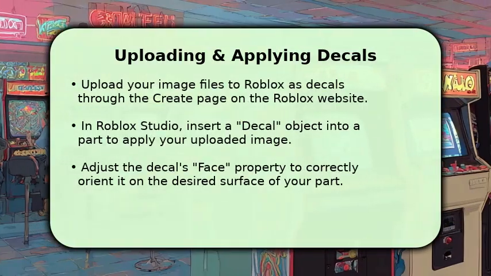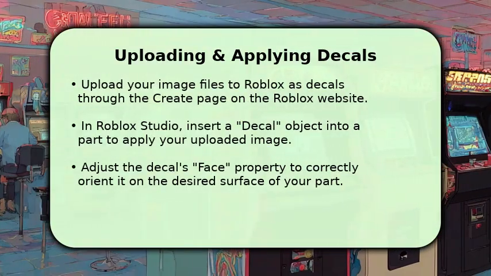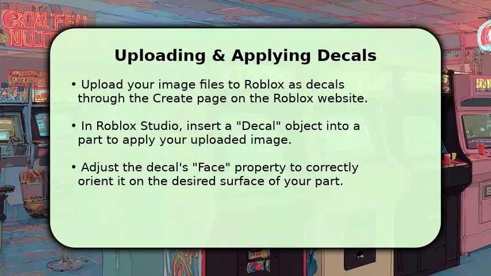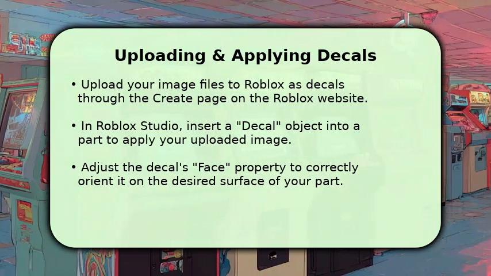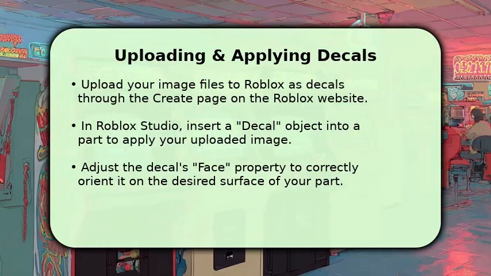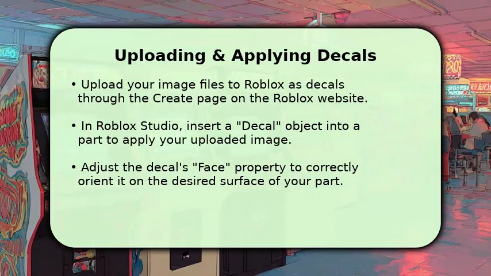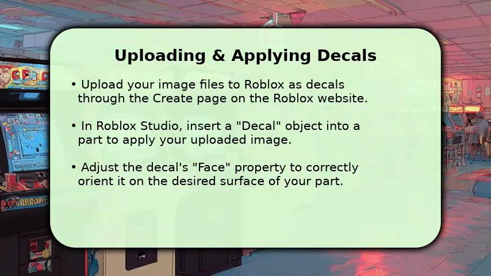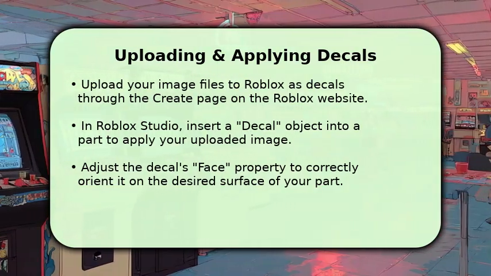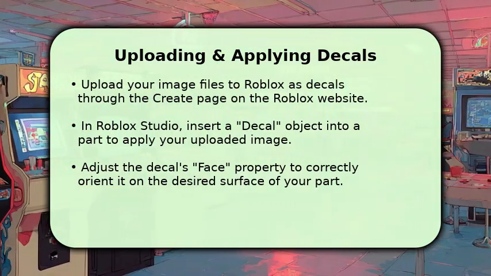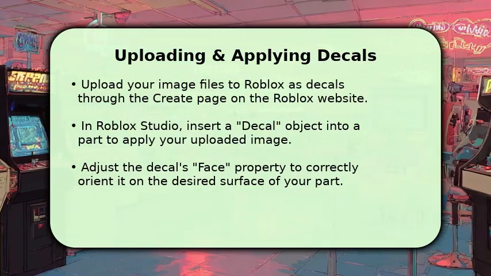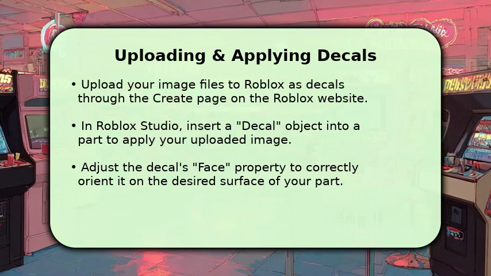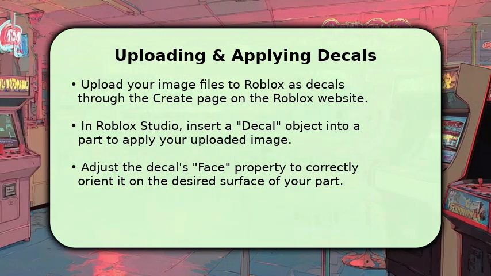To begin, you'll need to upload your chosen image files to Roblox. This is done through the Create page on the Roblox website, where they become available as decals. Once in Roblox Studio, simply insert a decal object into any part you wish to customize. Remember to adjust the decal's face property carefully. This crucial step ensures your image is correctly oriented and displayed on the exact surface of your part, whether it's the front, back, or any side.